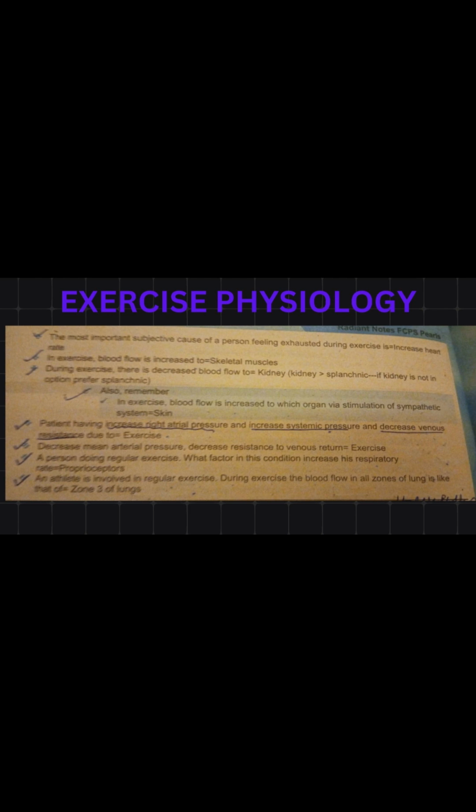In exercise, blood flow is increased to skeletal muscle, TPR is decreased, right? During exercise, there is decreased blood flow to the kidneys. If the option is kidney, then you have to choose kidney. But if kidney is not there, then you have to choose splanchnic, right?